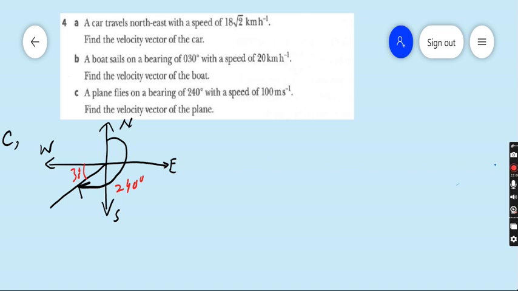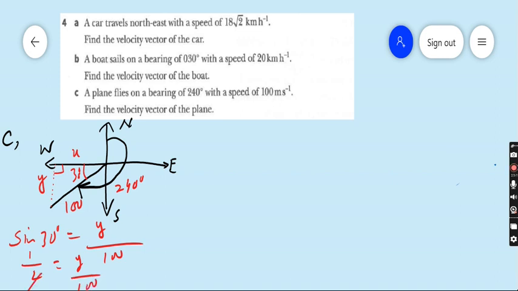is 270 degrees. Now again, draw the perpendicular. This is 90, this is x, this is y. And now find sine 30, opposite upon hypotenuse. The speed given is 100. Sine 30 is 1 upon 2, y upon 100. So y is equal to 50 meters per second.